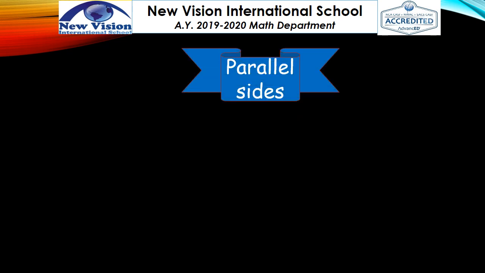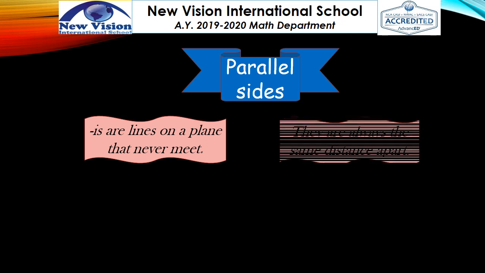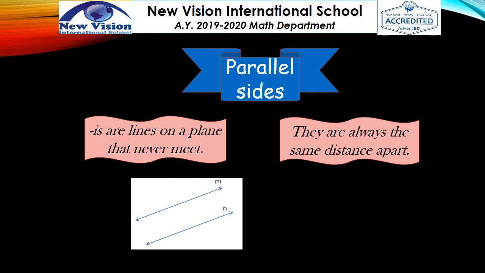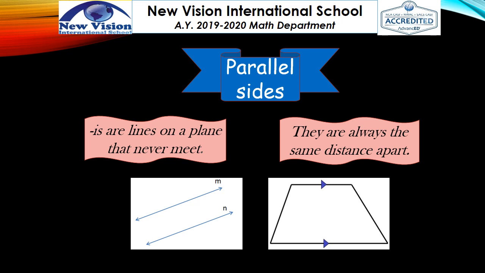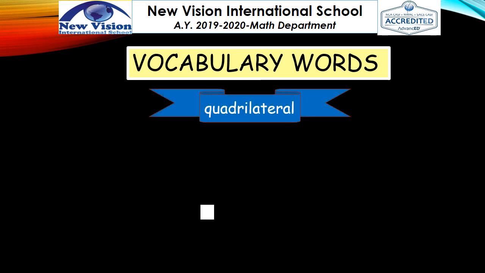Another word is parallel sides. They are lines on a plane or on a shape that never meet, and they are always the same distance apart. Here we have these two lines, line M and line N. These are two parallel lines because no matter how you extend them, they will never meet at a certain point. And in this shape, you can see that the sides with the blue arrowhead are parallel sides. They will never meet. Good.